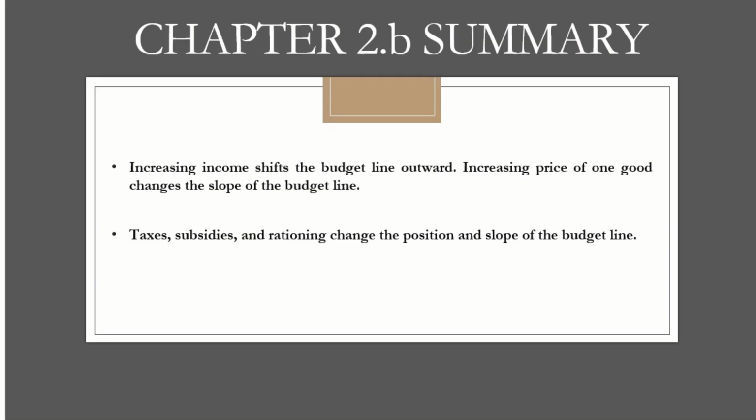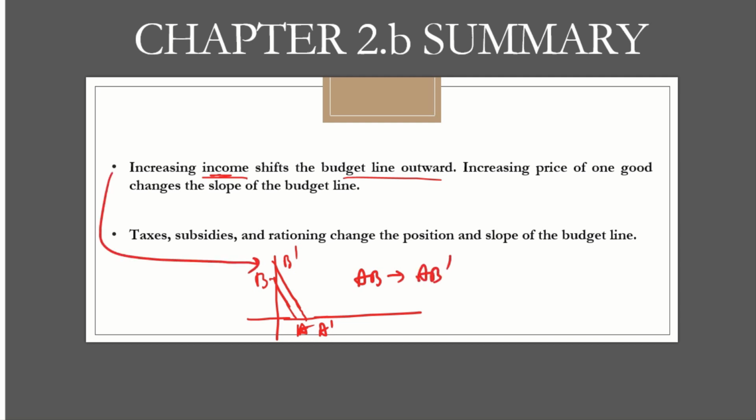To summarize what we have discussed in this section of the chapter: increasing income shifts the budget line outward. In the figure we observed that if your income is increasing, and this is the initial case, for example AB, your budget line is going to shift outwards, from AB to AB prime. This is what it means.